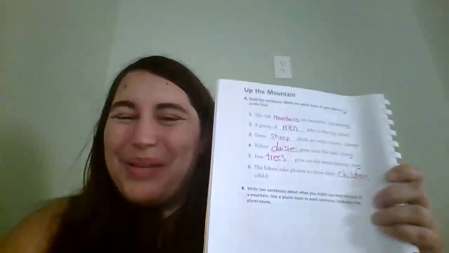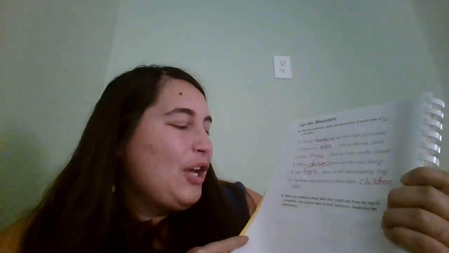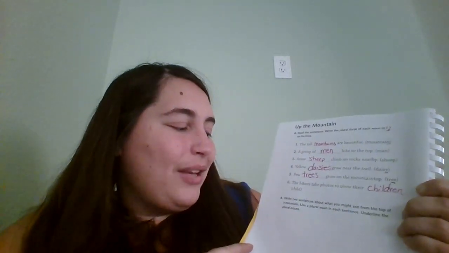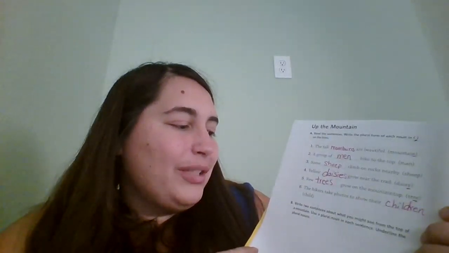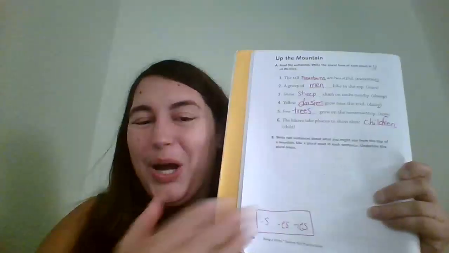And that is the end for part A, and then you need to go ahead and do part B. Write 2 sentences about what you might see from the top of a mountain. Use a plural noun in each sentence. Underline or circle the plural nouns. So if you're standing on top of a mountain, what might you see when you're looking around? Then write 2 sentences on that. You should have plenty of space to write 2 sentences here. If you need to, in order to keep your sentences straight, I recommend maybe drawing some lines on your page in order to keep your sentences in order.